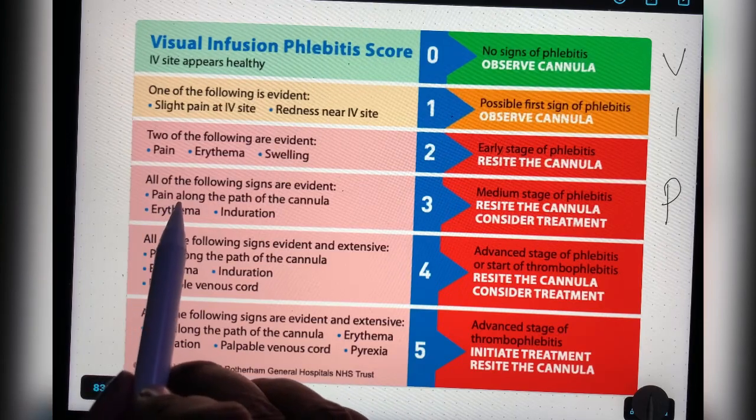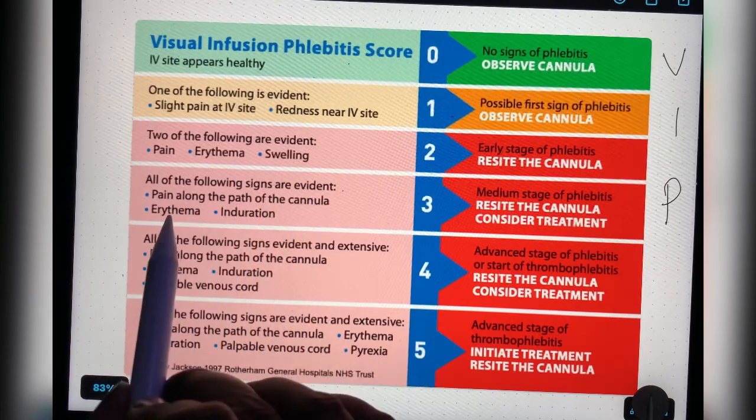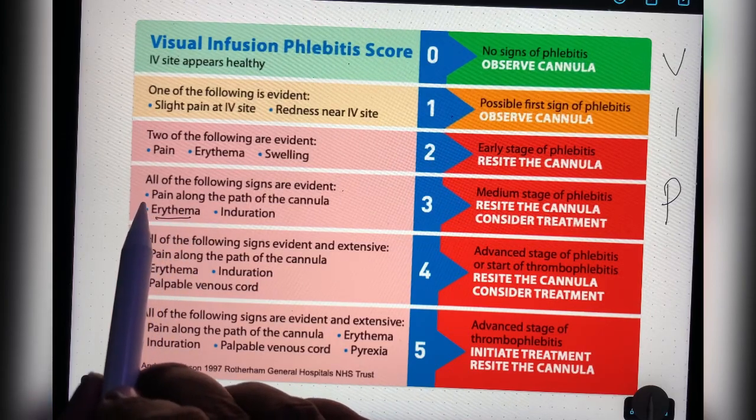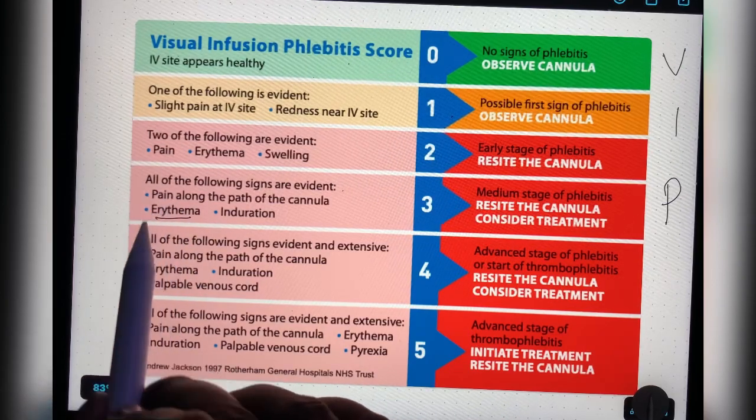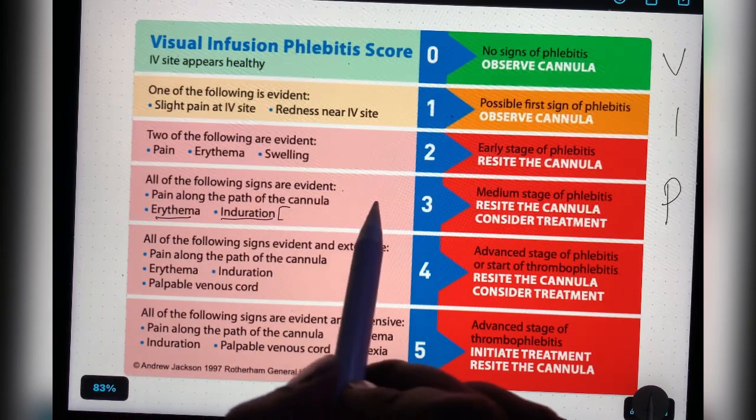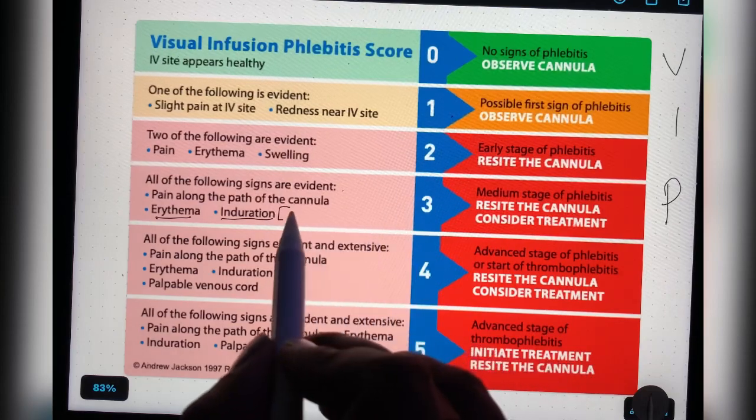If the patient has pain along the path of the cannula, erythema or induration. Erythema is nothing but a red discoloration of the site where the cannula has been put, and induration is when the fluid or the medication which you are giving is not going in.